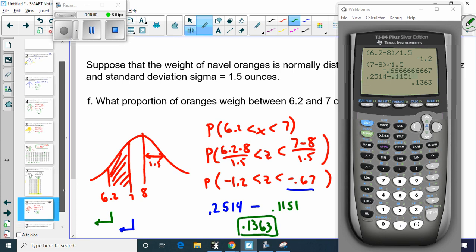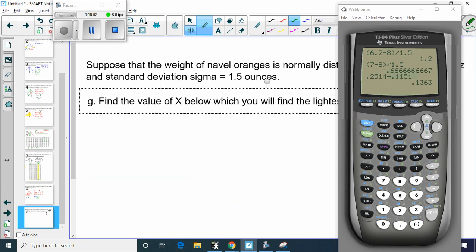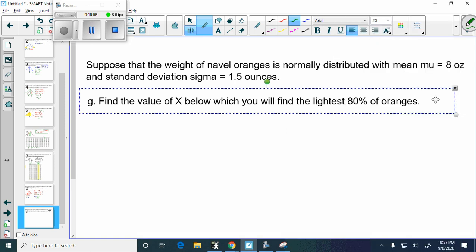All right, let's do one last problem. Find the value of x below which you will find the lightest 80% of oranges. Uh-oh. All right, so let me draw a picture and see if I can make sense of it. I already know this is 8. This is 1.5. Okay, the lightest 80% of oranges.